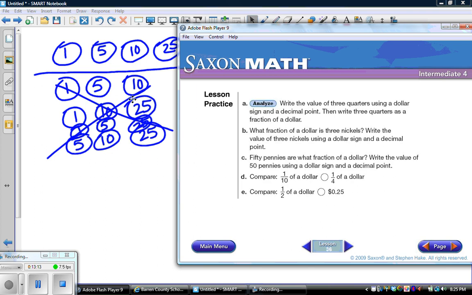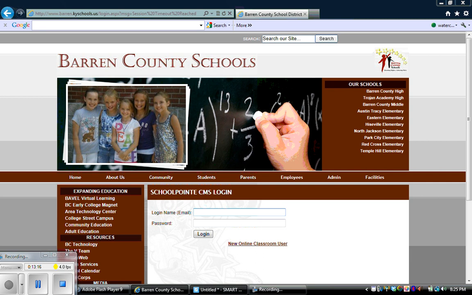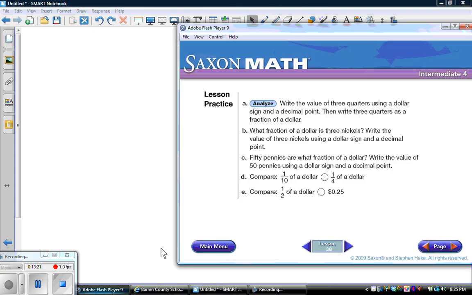Okay, on to lesson practice. Write the value of 3/4 using a dollar sign and a decimal point. Then write 3/4 as a fraction of a dollar. So first of all, we do our dollar sign, 3/4 when it was 75 cents. So it's $0.75. And 3/4 out of 4 altogether to make a dollar, that's 3/4.